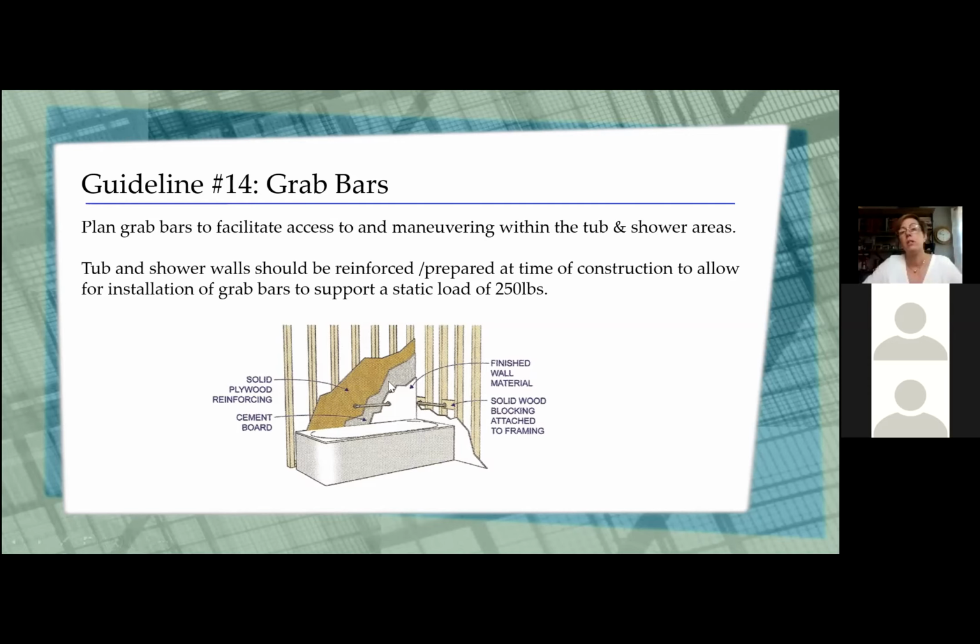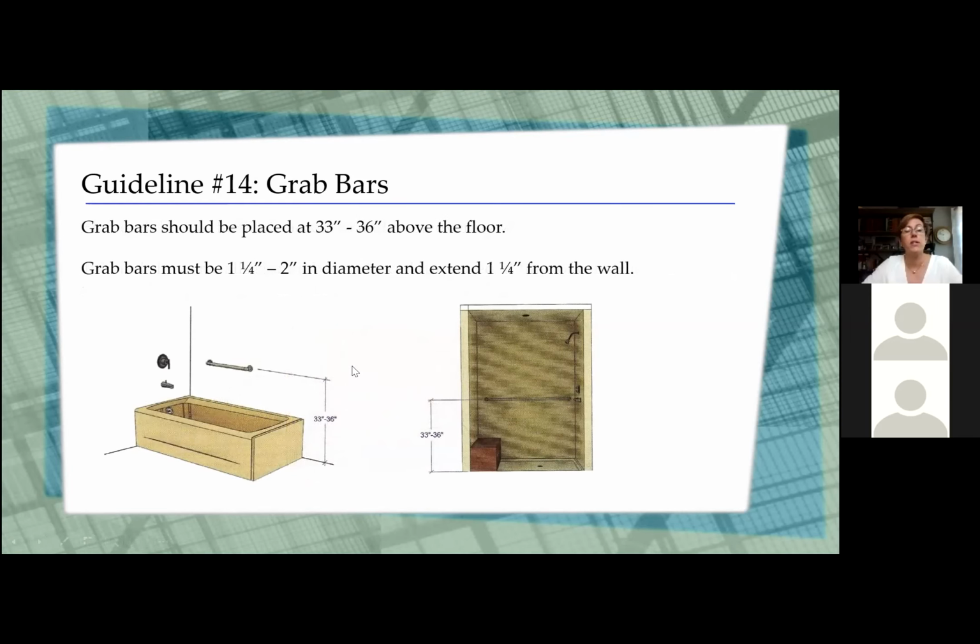The other option is that you can put some plywood back behind there before you put down either your cement board, your Kerdi system, whatever. And always check with the manufacturer of the Kerdi systems to make sure that you can drill through them. As far as heights around a tub, we're looking for grab bars that are, again, 33 to 36 inches above the floor, in both cases, the tub and the shower. We'd like the diameters on the grab bars to be 1.25 inches to 2 inches, and they extend out about 1.25 inches from the wall.